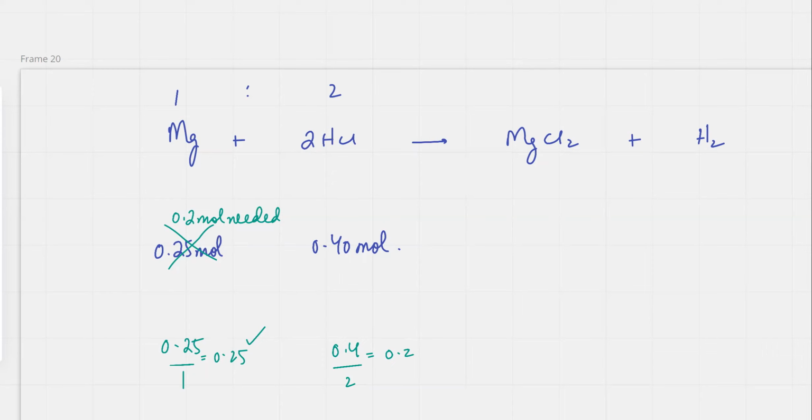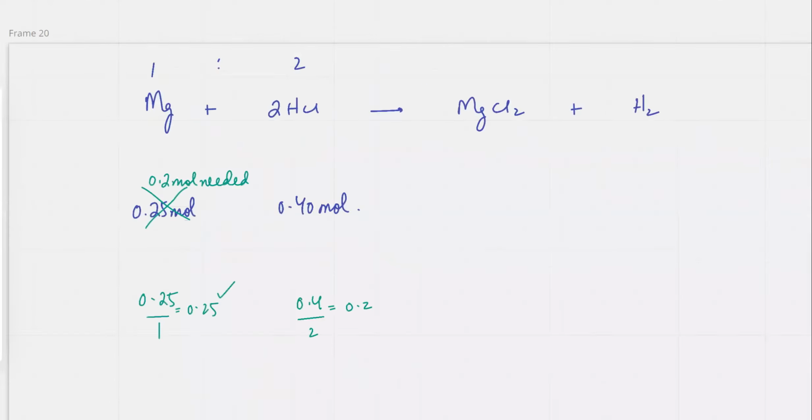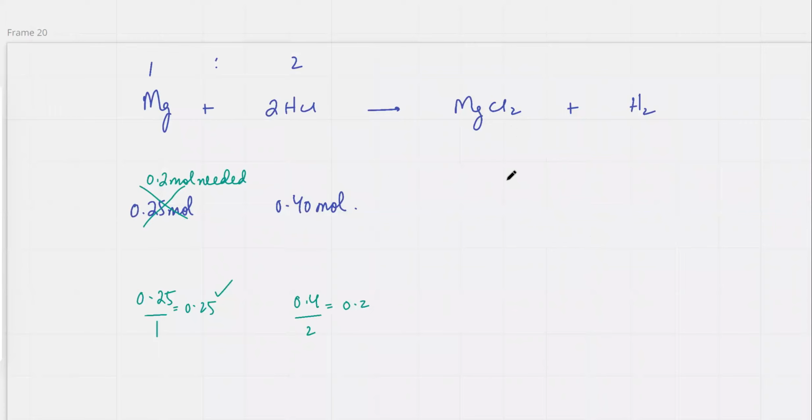So is this point clear? Yes, sir. Thank you, sir. Okay. So there's a simple shortcut, and you'll just figure out which of the values is in excess. Because the whole problem is, if you want to find the moles of MgCl2, do you use 0.4 moles or do you use 0.25? You're not going to use 0.25. You're going to use 0.4 moles. According to the ratio 2:1, MgCl2 would be 0.2 moles, and H2 is going to be the same as well.